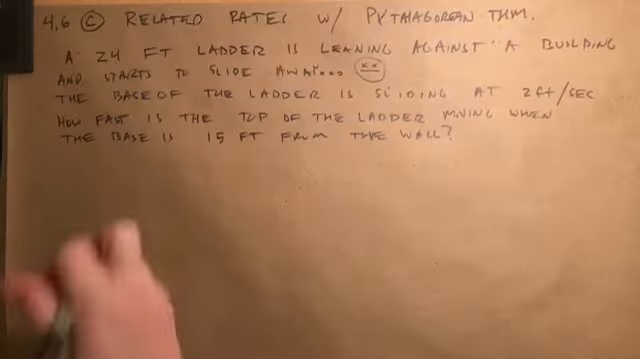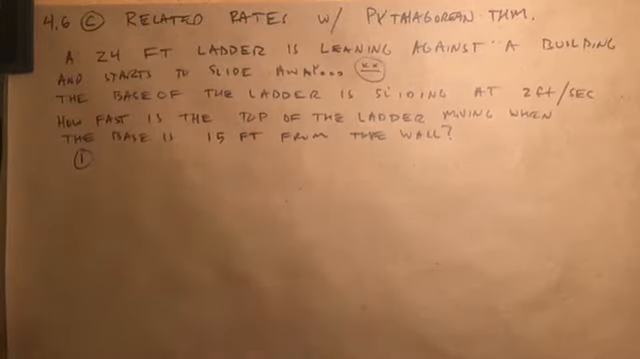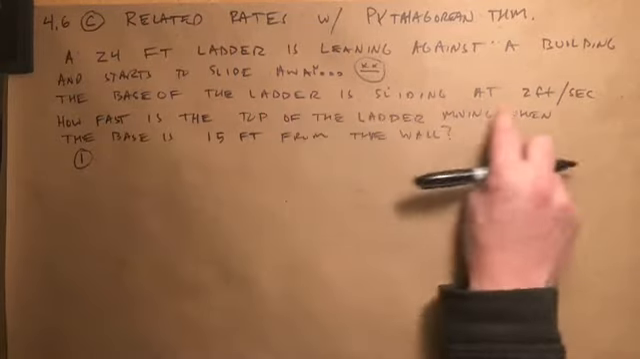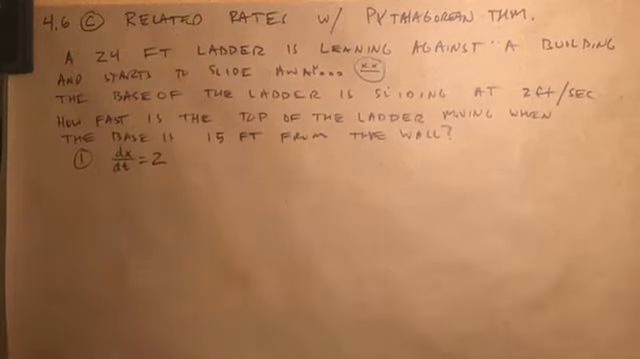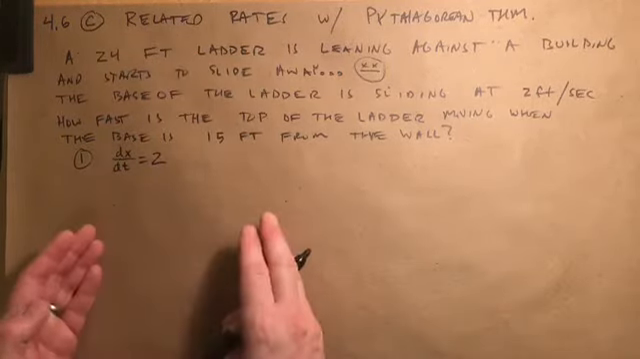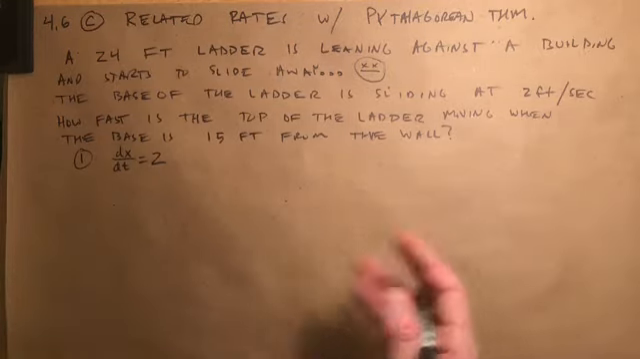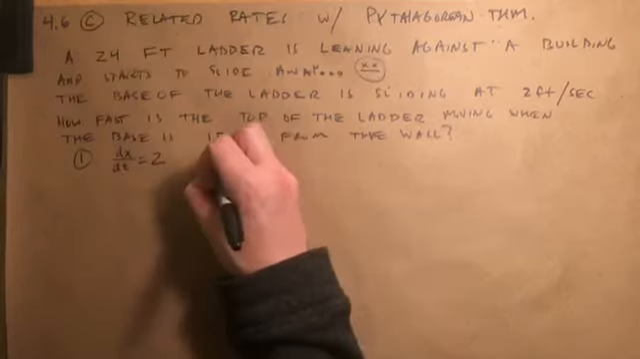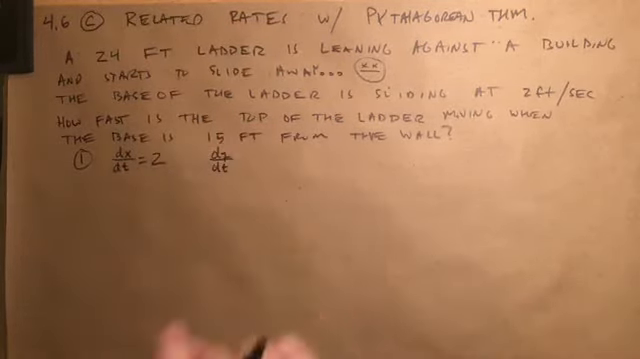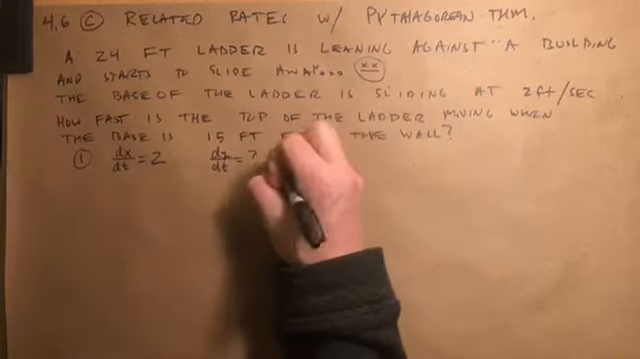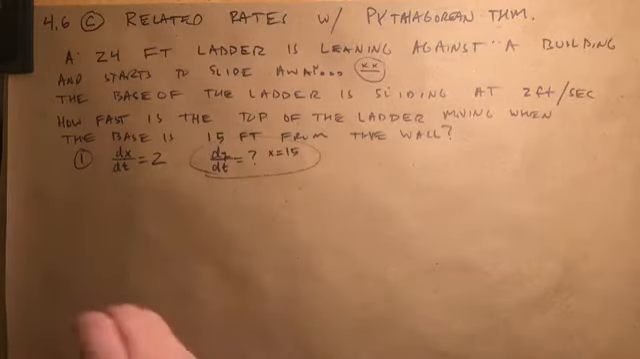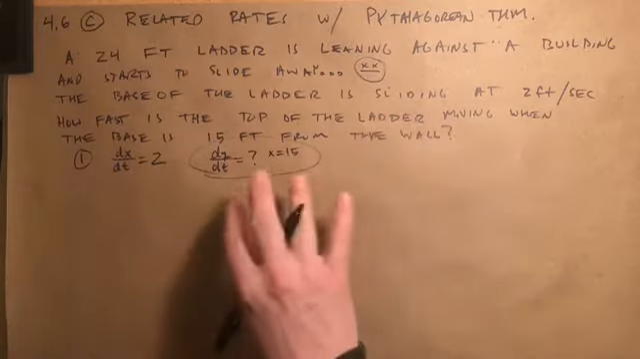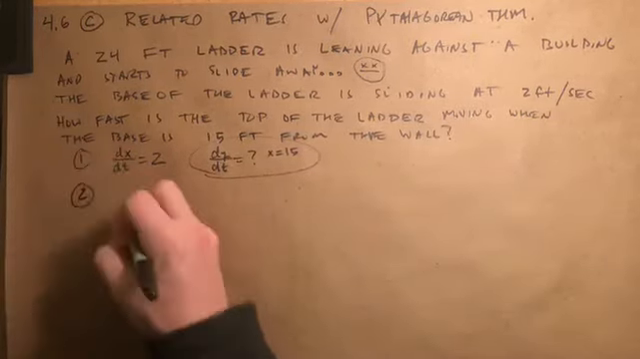So that's our problem, and our first step is to identify the information that we have. The base of the ladder is sliding at 2 feet per second, and I'm going to call that dx/dt equals 2. Once again, that horizontal distance is a function of time. Now, what we're looking for is dy/dt, how the vertical part of the ladder is changing. That we don't know, but we want to know this when x is equal to 15. Okay, so that's our first step. We can notice our units, and now let's try to make a picture.